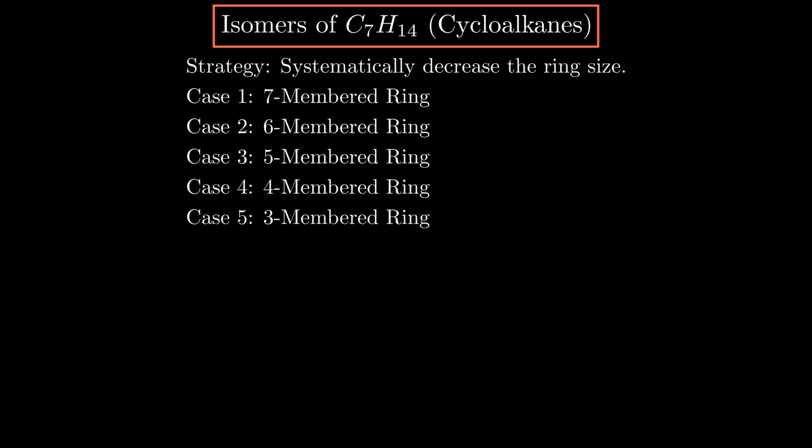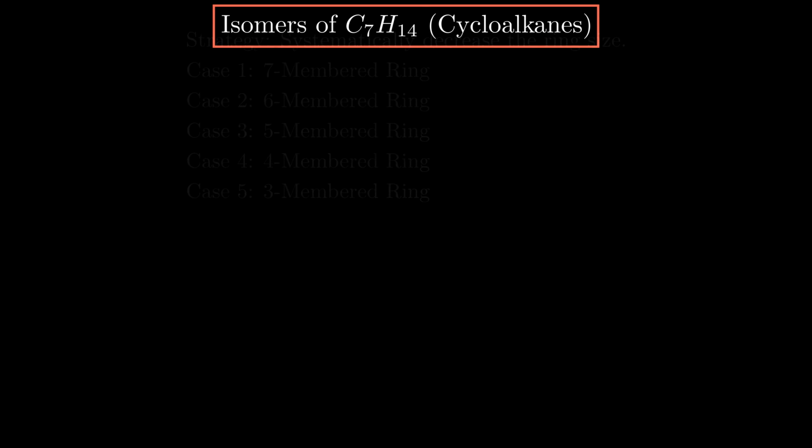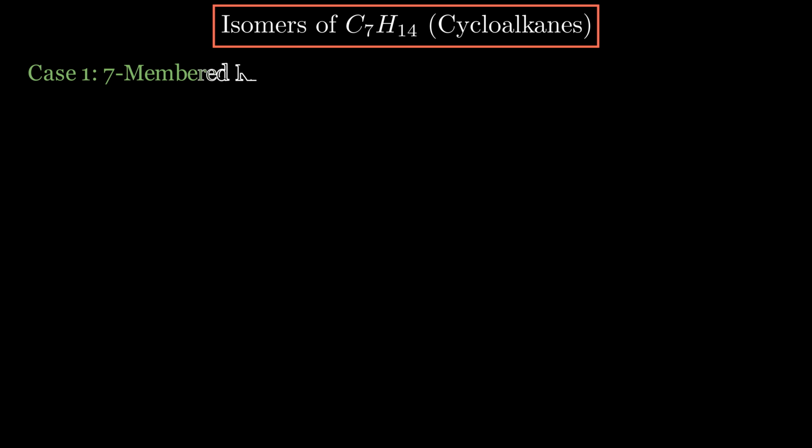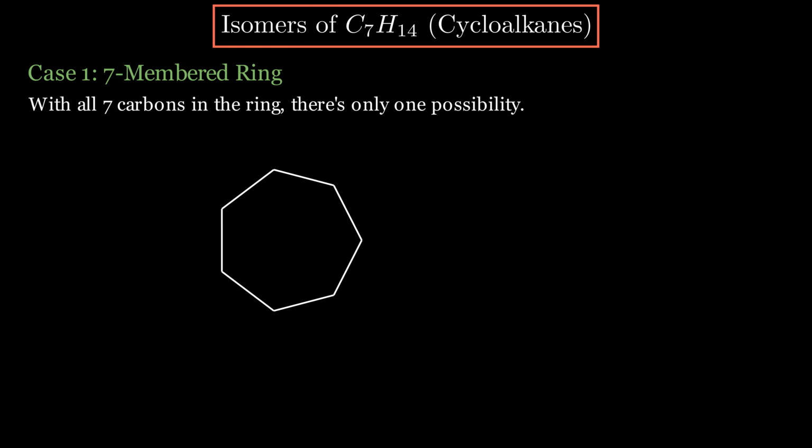Our strategy is to systematically decrease the size of the carbon ring and explore the possible branches for each size. Case 1, starting with a 7-carbon ring. With all 7 carbons in the ring, there's only one possibility. This gives us cycloheptane.